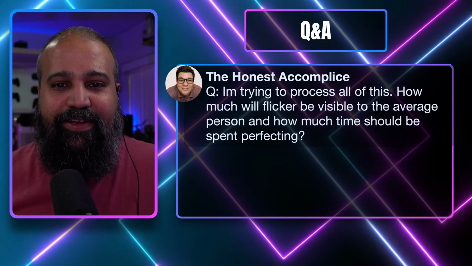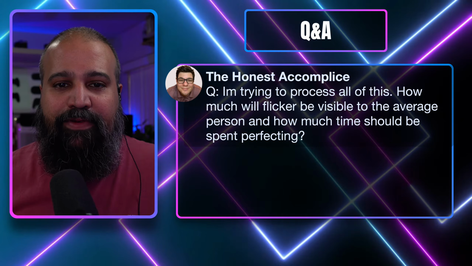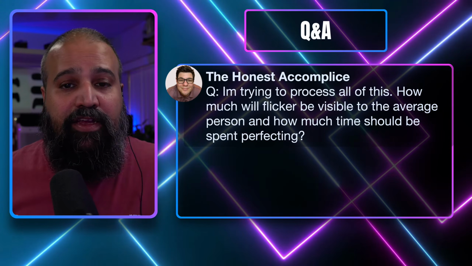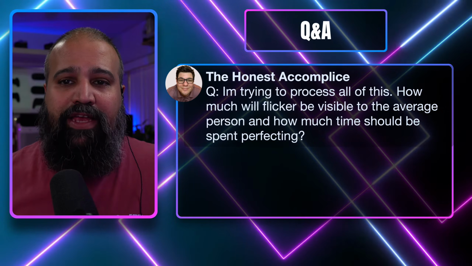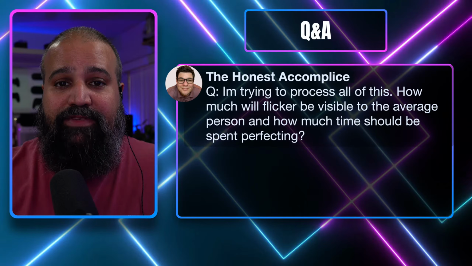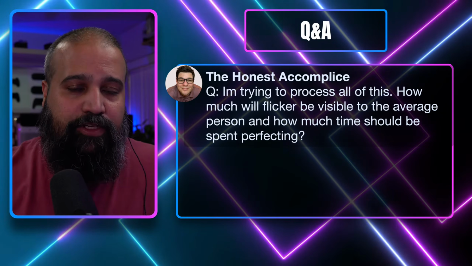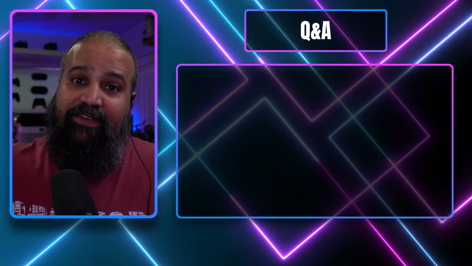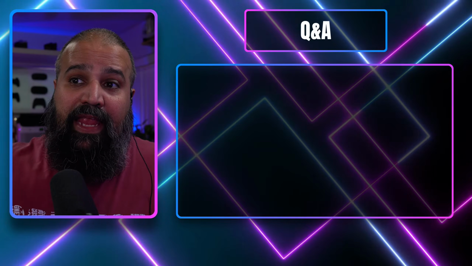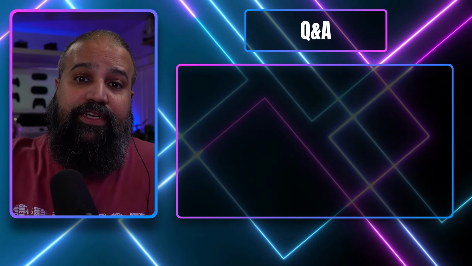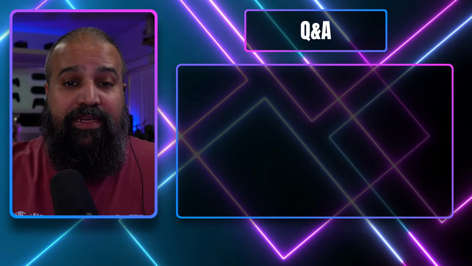It says, I'm trying to process all of this. How much will flicker rate be visible to the average person? How much time should be spent perfecting it? Well, the only reason why is because there were a lot of people saying that they're having problems with this themselves. So going back to it, one of the things that causes flicker is televisions, right? And there's a lot of people who want to put a television behind them, and they're not understanding why they're seeing black bars going past their image constantly.